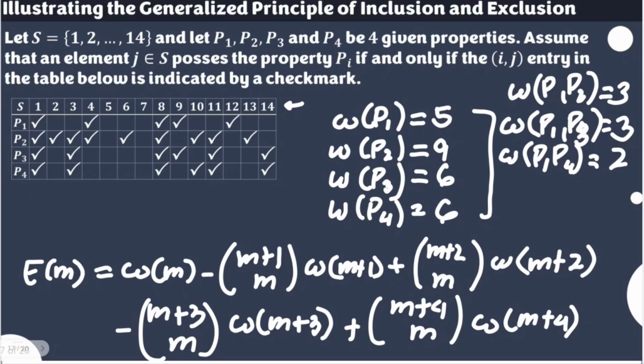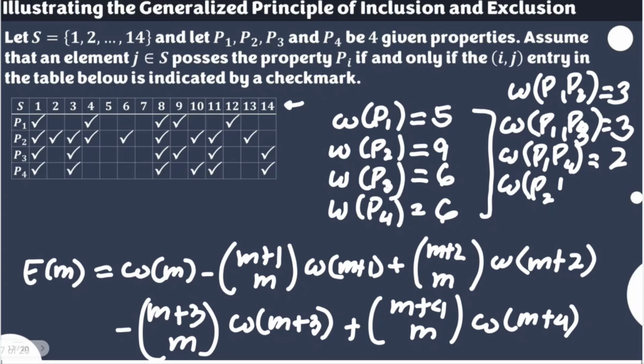Next would be the combination of P sub 2 and P sub 3. So 2 and 3, again look at this one here. You have 1, 2, 3, 4. There are 4 of them which possess P sub 2 and P sub 3. So you have 4. Next, P sub 2 and P sub 4. Look into this. So 1, 2, 3, 4, 5. There are 5 of them which possess P sub 2 and P sub 4.